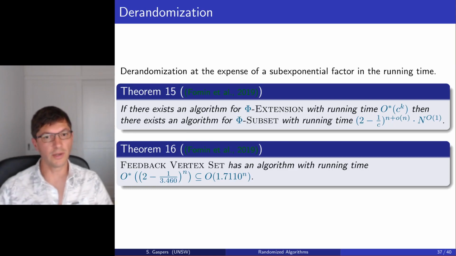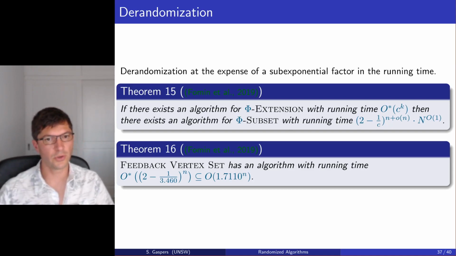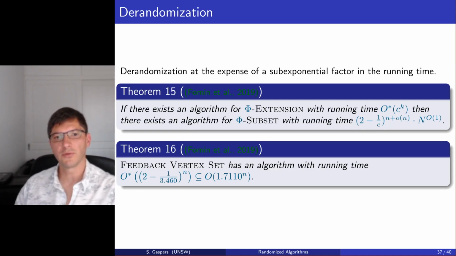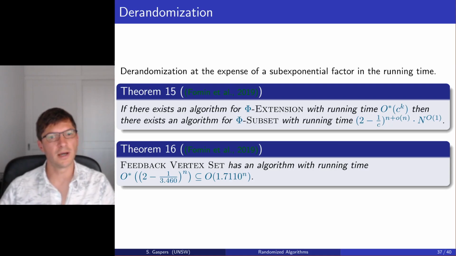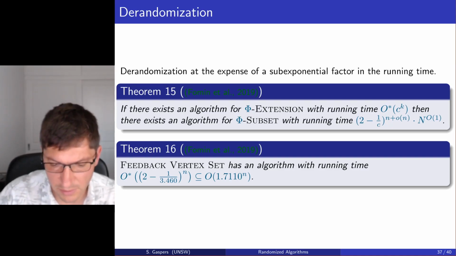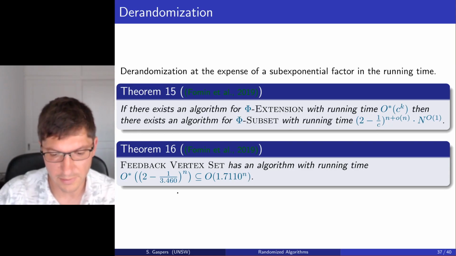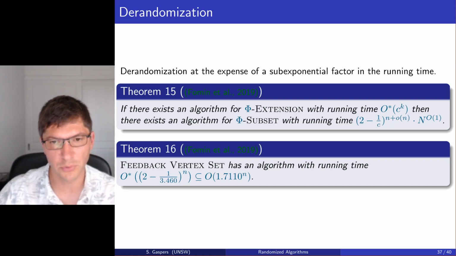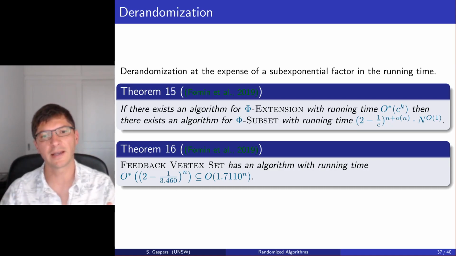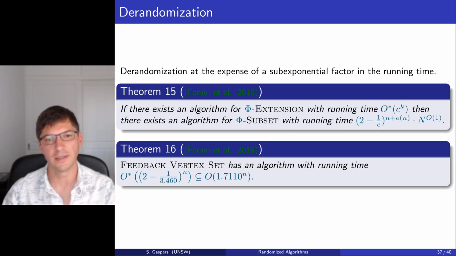Okay, so if we use the best deterministic algorithm for finding feedback vertex sets of size k, then this will now lead to a running time of 1.7110 to the power n. Notice that there doesn't seem to be a sub-exponential factor, but this is because these numbers were rounded upwards, and so any exponential factor in the big O notation will basically eat up all the sub-exponential factors.